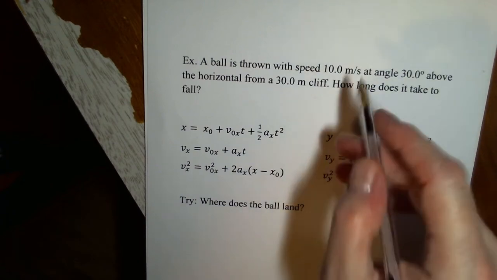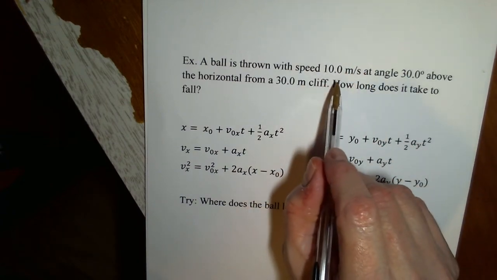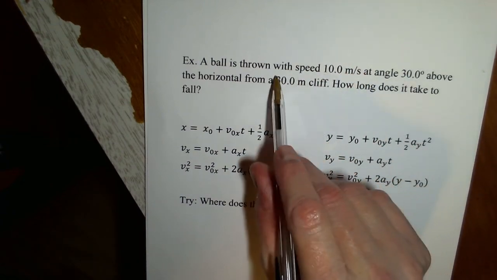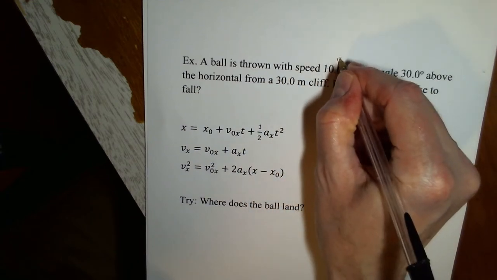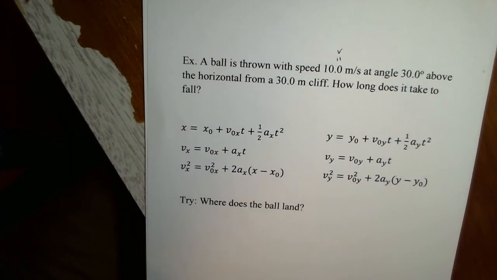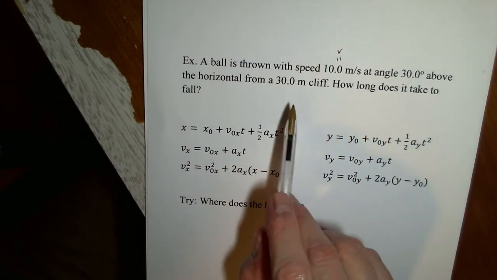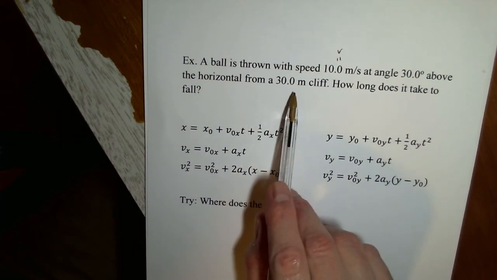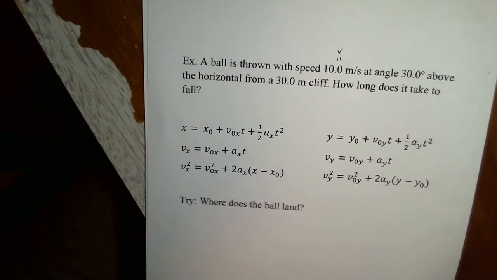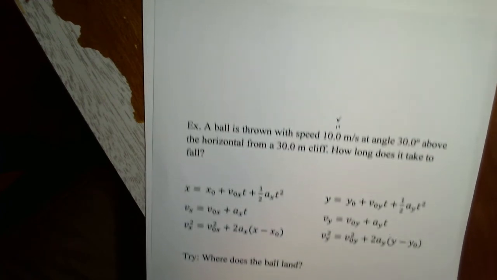I might as well identify what all of this is. The ball is thrown with this speed, so this is the initial speed, right? The v. The angle 30 degrees above the horizontal from a 30-meter cliff. So actually, I'll draw the picture first, before I decide what the 30 meters is.